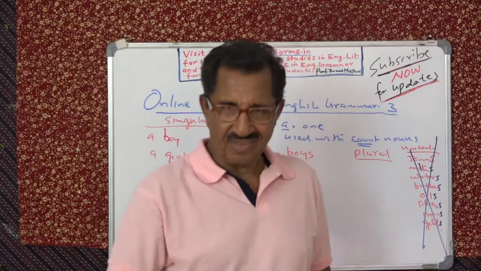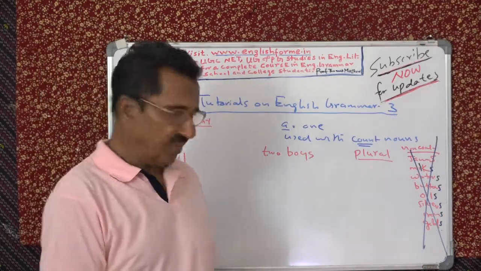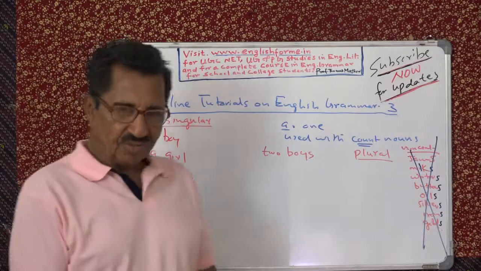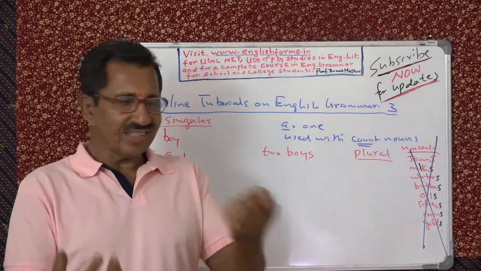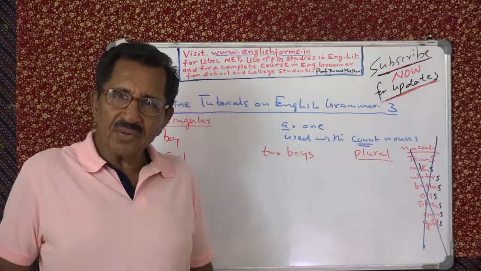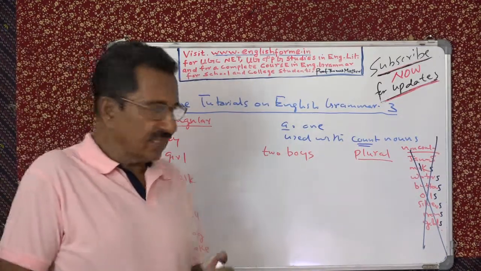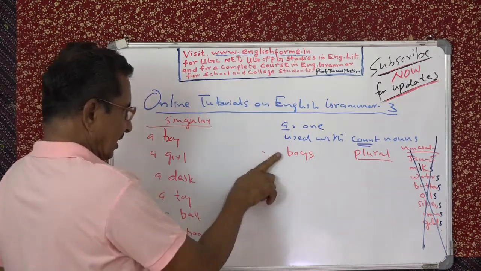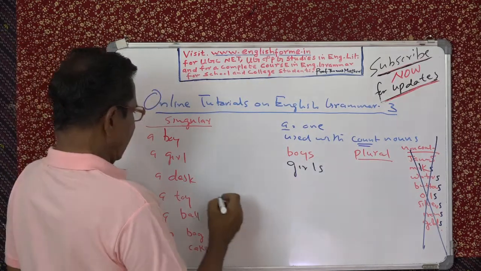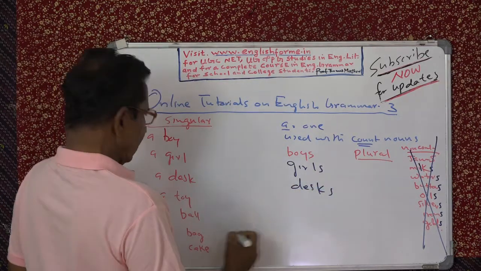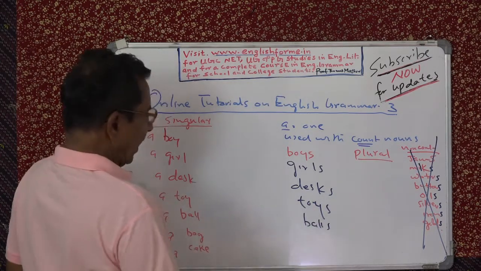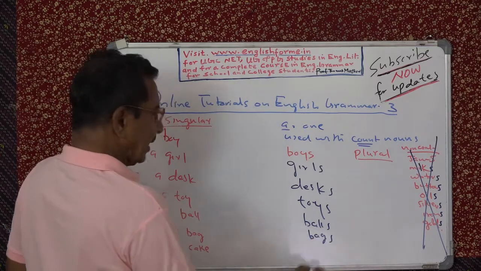1, 2, 3, 4, 5, 6, 7. Boys, girls. 1, 2, 3, 4, 5, 6, 7. Okay. Desks. 1, 2, 3, 4, 5, 6. Toys. This is toy, this is another toy. Then you have ball, bag and cake. So what have I to do to make a singular noun plural? Add S. Then you will get 2 boys. See that? Like this. Girl plus S, girls. Plural. Desk, desks. Toy, toys. Ball, balls. Bag, bags. Cake, cakes.